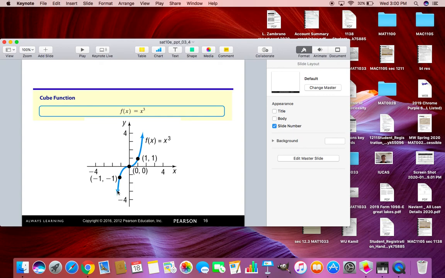And the graph is increasing in the entire domain, so we don't have any local minimum or maximum. This is the cube function. The cube function is increasing. It may not look like it, but however, yes, you have an increasing function.